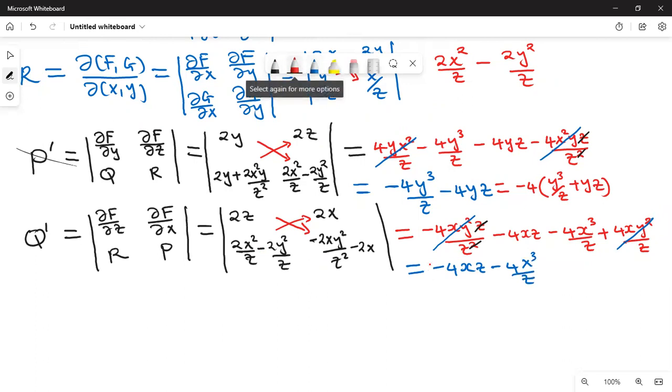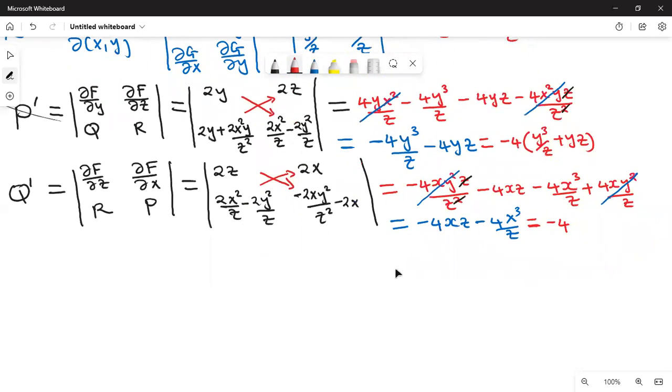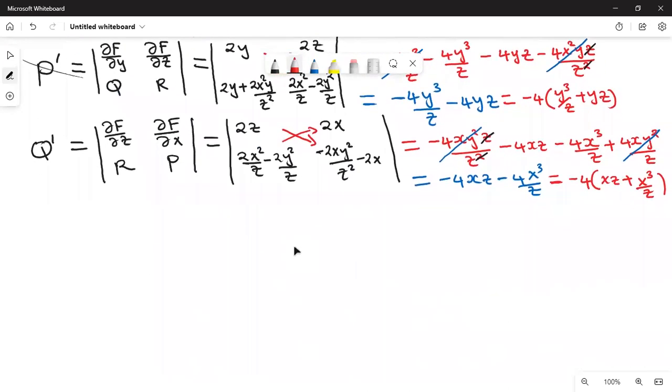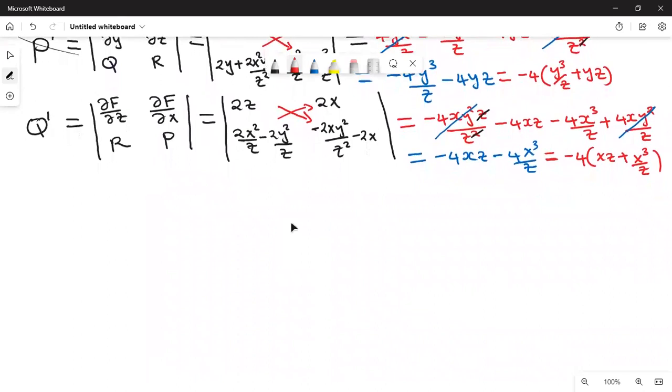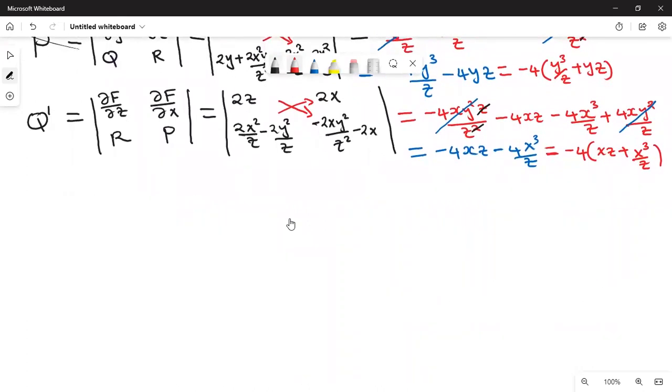Negative 4 is common, so you can write this as negative 4, factor out negative 4, so that we have xz plus x cubed over z. So that is our q prime. Then the last one is r prime. So let me take this up. So the last one is r prime.